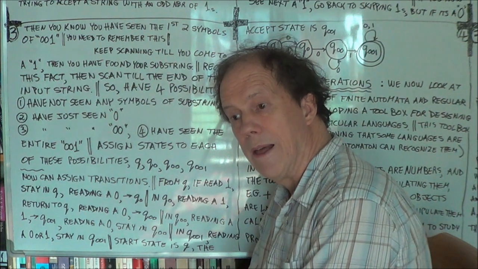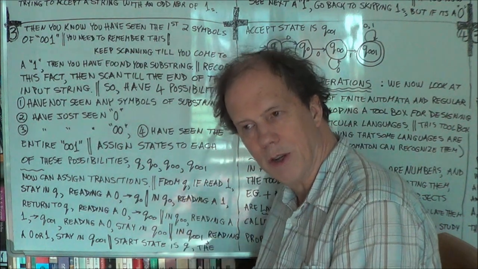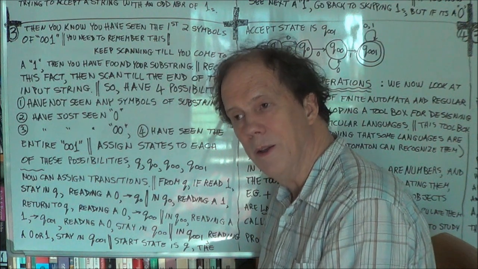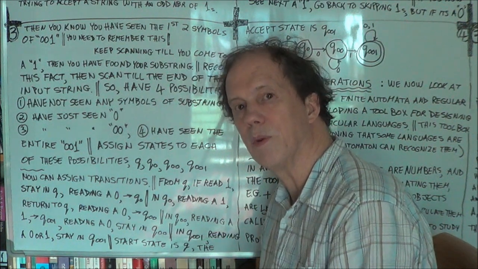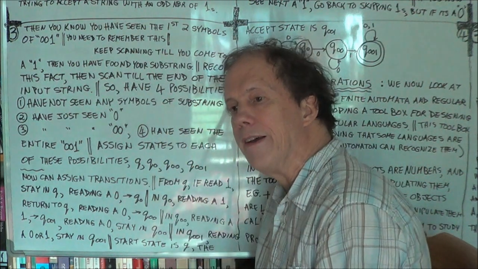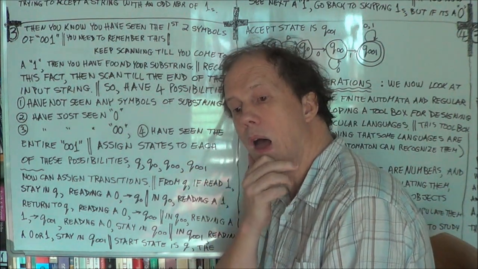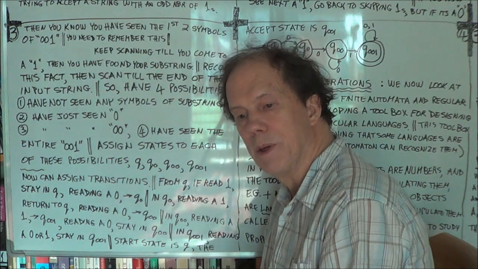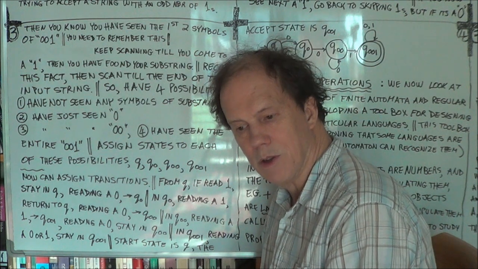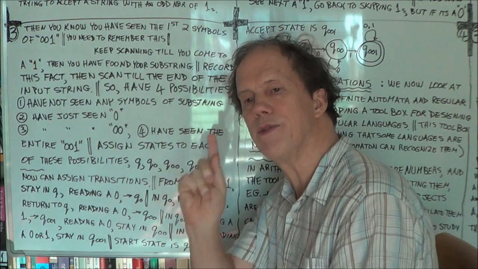So let's have a state for we have found the first zero in the substring. We'll have another state for we have found the second zero, in other words, we have found two consecutive zeros, 0, 0. And we have another state that corresponds to we have found the third symbol in the substring, in other words, the 1. So we have found three consecutive symbols, 0, 0, 1.